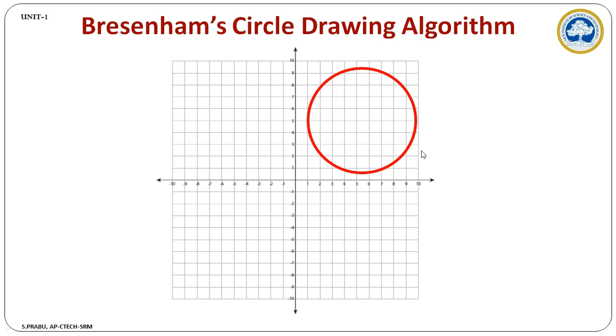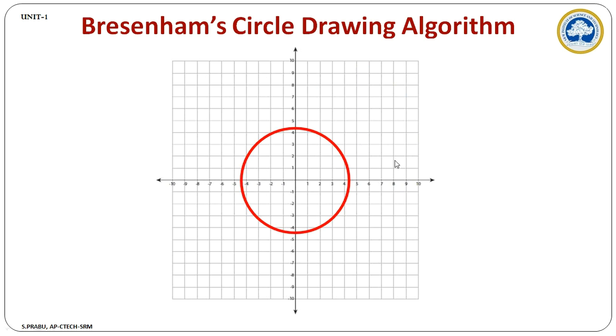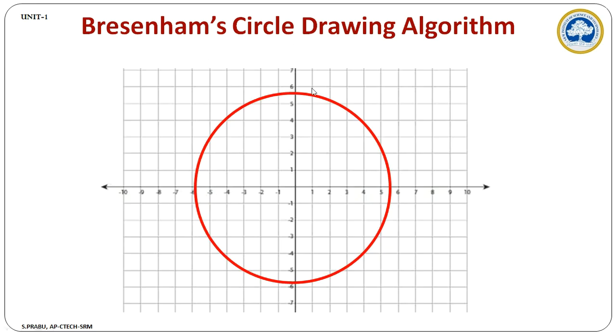First, we move the circle from its original location into the center. That is, treat the center of the circle as 0, 0, then take this as the starting point. So this is nothing but 0, radius. Then we have to calculate the next successive pixels from this direction to this direction.